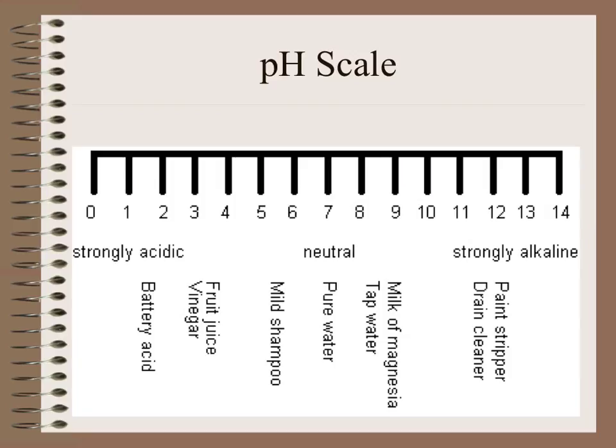Okay, so here's a pH scale and where some common substances that you may know of fall on the pH scale. So battery acid would fall in between a 1 and 2, so it's strongly acidic. Then you've got fruit juice and vinegar, shampoo. Notice how pure water is always neutral. Alkaline is another name for base. So notice that tap water is a very weak base. Milk of magnesia, which is like Pepto-Bismol. And then drain cleaner and paint stripper are very basic.